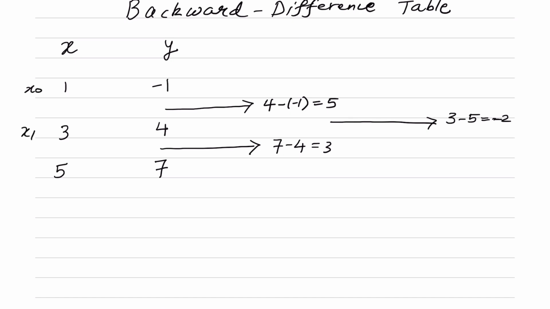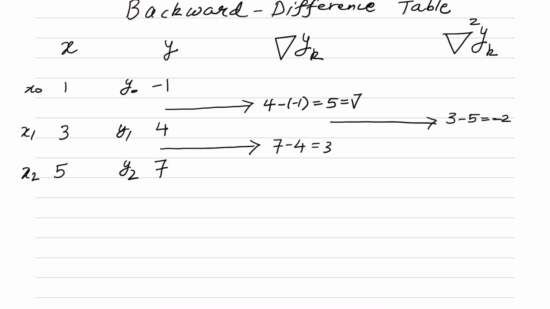We will just name it now: x0, x1, x2, y0, y1, y2. The third column is named as backward yk and the fourth column is named as backward square yk. The first value in the third column is named as backward y1. We have seen this in the definition and construction of backward difference table in the previous videos.